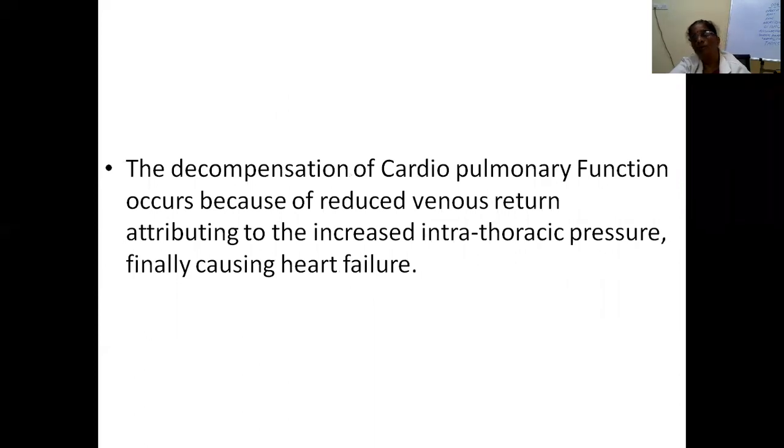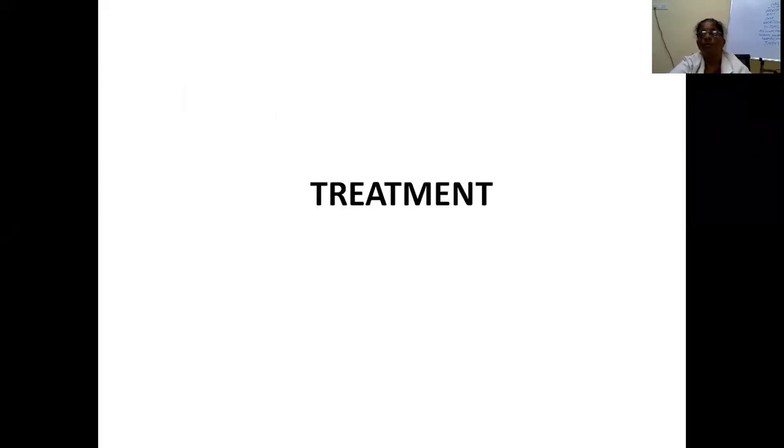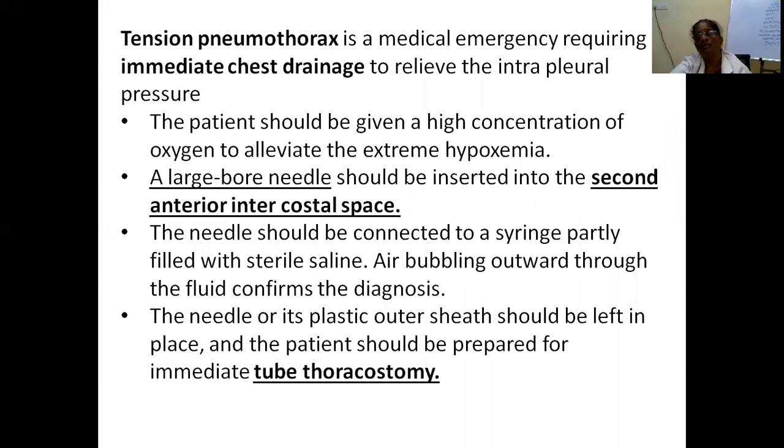The decompensation of cardiopulmonary function occurs due to reduced venous return attributed to increased intrathoracic pressure, finally causing heart failure. So tension pneumothorax is a medical emergency requiring immediate chest decompression to relieve intrapleural pressure. The patient should be given immediate high-concentration oxygen to alleviate the extreme hypoxemia. Then a large bore needle is introduced into the second anterior intercostal space, and the needle should be connected to a syringe partly filled with saline. Air bubbling confirms the diagnosis.